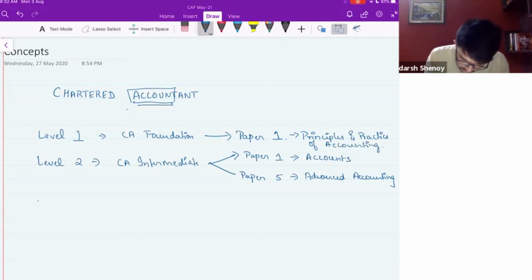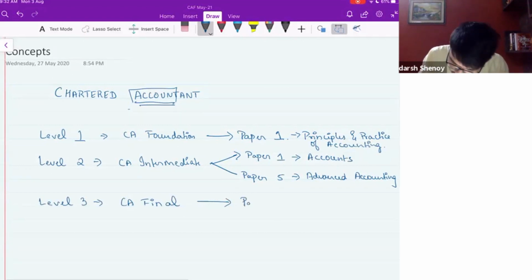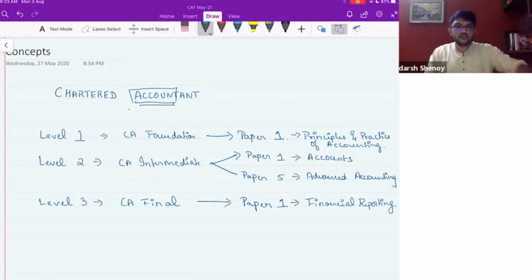Then finally comes level 3, which is CA Final. This is the final hurdle we have to cross to make our dream of becoming a chartered accountant come true. Now, CA Final paper 1, again there are 8 papers at CA Final level. Paper 1 is known as financial reporting. So these are the 3 different levels.